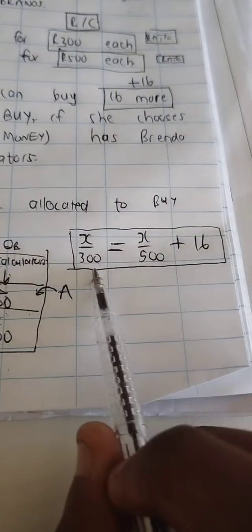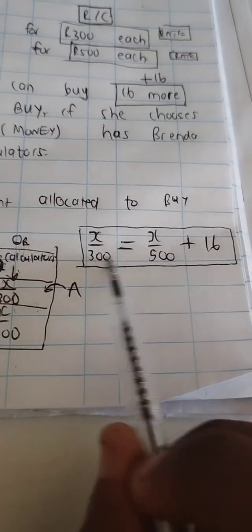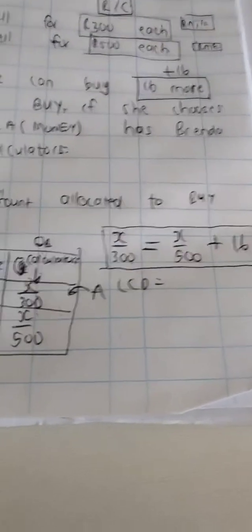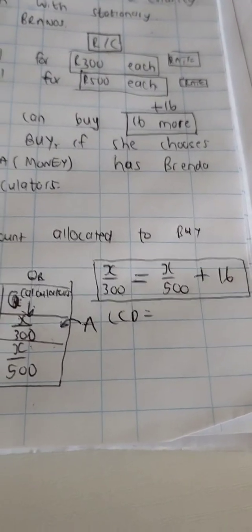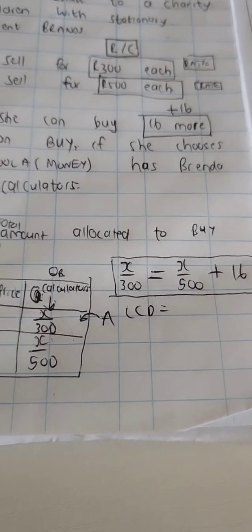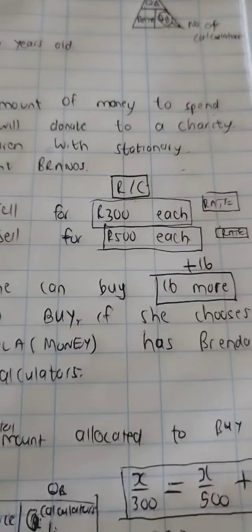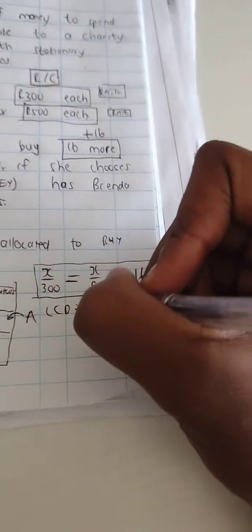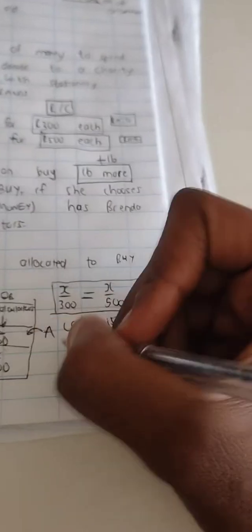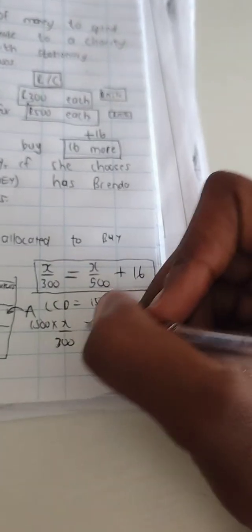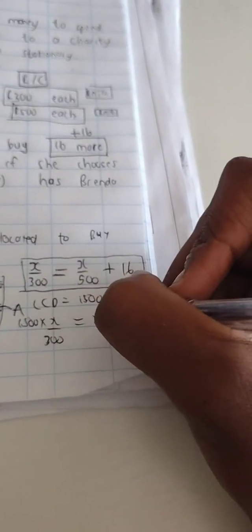Whenever we solve for x, guys, when there are fractions, what do we do? We look at the denominator. This is 300, this is 500. We find the LCD. Why do we find the LCD? Because we use it to eliminate the denominators so as to be able to solve the equation, either linear or quadratic. The LCD between 300 and 500 is going to be 1,500. So you multiply 1,500 by each fraction and term.